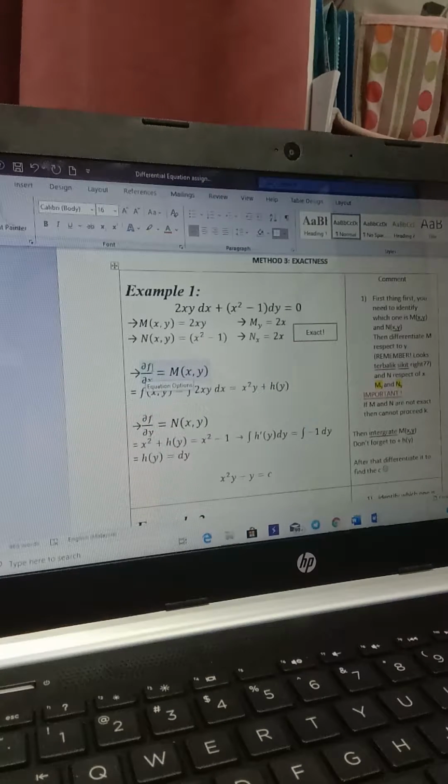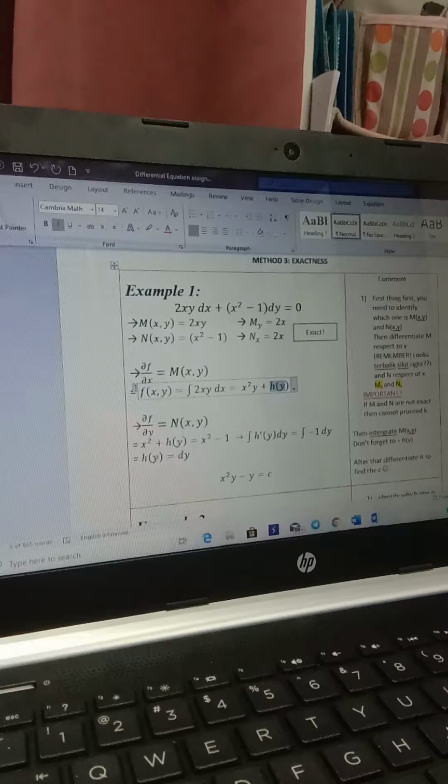So we differentiate again. We determine that delta f over delta x equals M. So for this one, we need to integrate, just take the integral of 2xy dx. For this method, we want to show and determine whether it is exact or not. But next we integrate this. Usually after we integrate a function, we will add a constant c, but this one we change it to h(y) because this is the method of exactness.